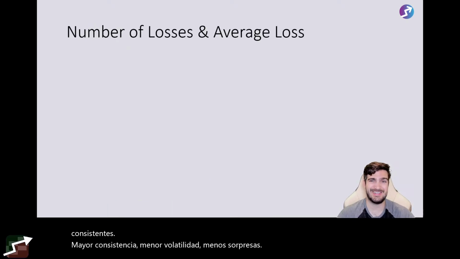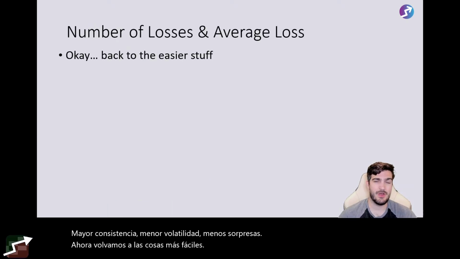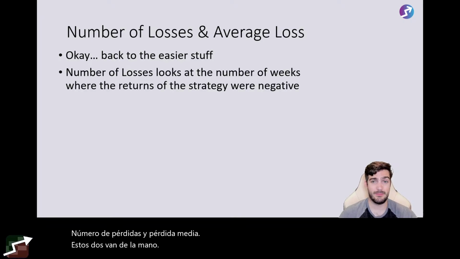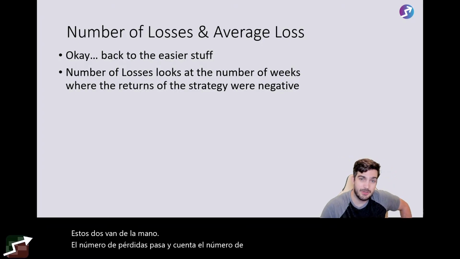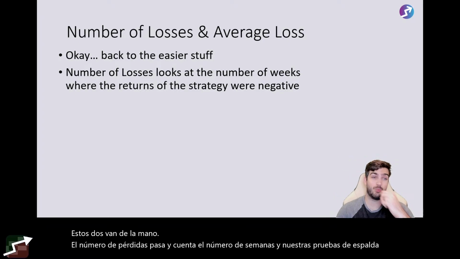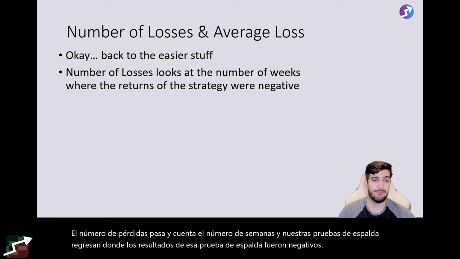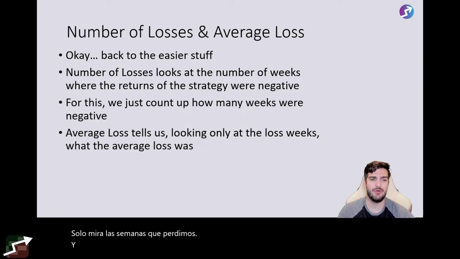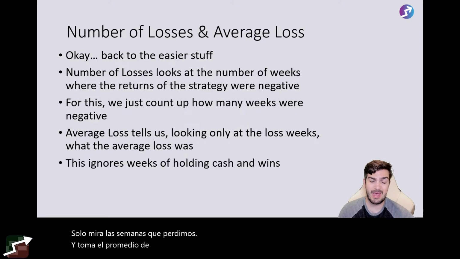Now, let's go back to the easier stuff. Number of losses and average loss. These two go hand in hand. Number of losses goes through and counts up the number of weeks in our backtesting return where the results of that backtest were negative. Straightforward. Average loss only looks at weeks that we lost, and it takes the average of those weeks. So it ignores cash weeks, and it ignores weeks where we won.